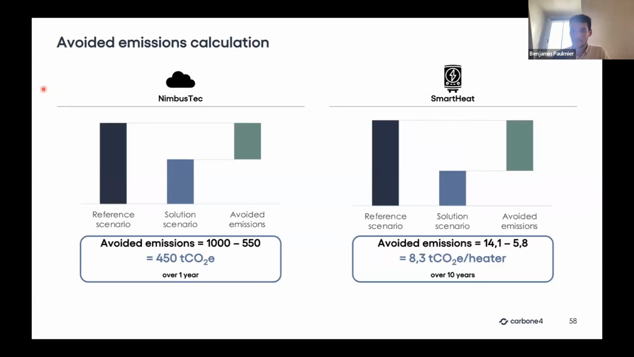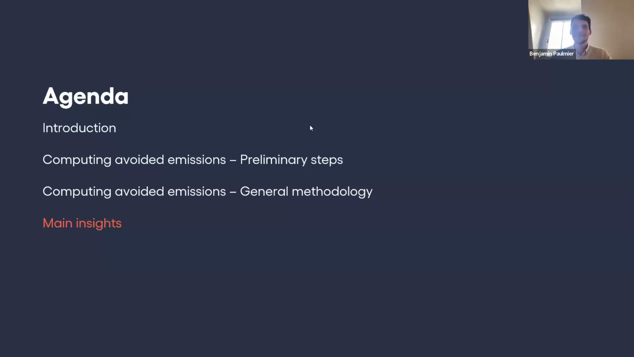And for Smart Heat, thanks to the customer survey and the real-time measured collected data, we're able to compute that overall, one heater on average avoids 8.3 tons of CO2 over its full lifespan. That's it for our use case. I'll let Zenon take the microphone and screen again.